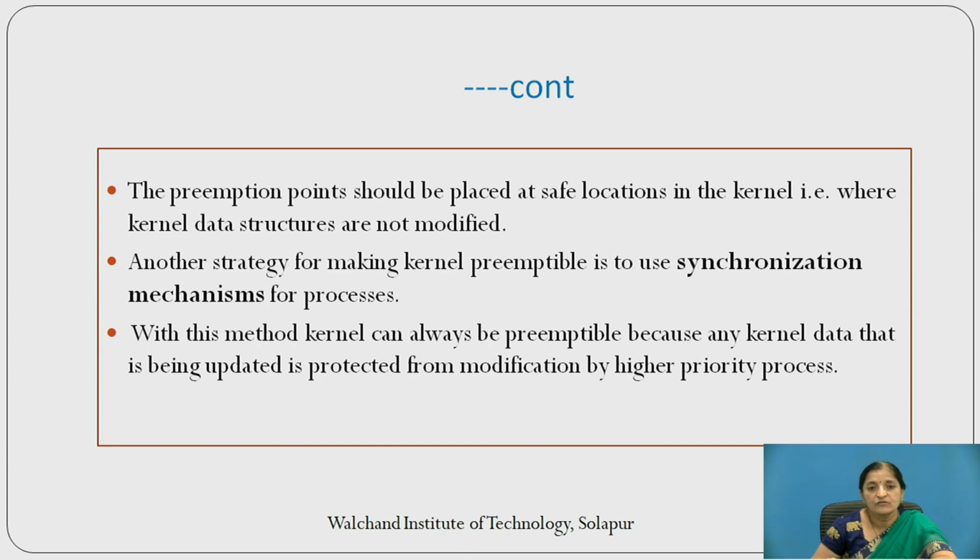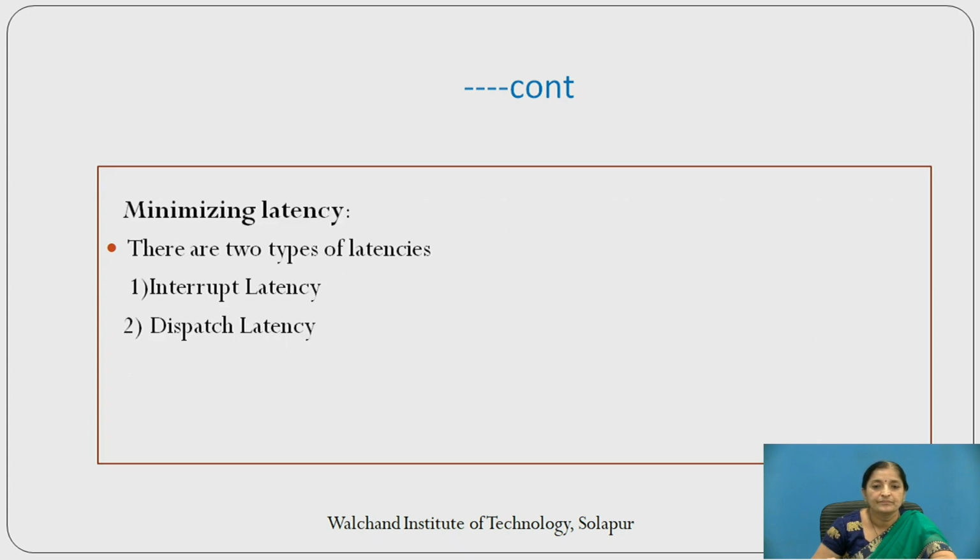Now, second strategy for making kernel preemptible is to use synchronization mechanism for processes. With this method, kernel can always be preemptible because any kernel data that is being updated is protected from modification by high priority process because we are using synchronization mechanisms. So the shared data will not be modified by two or more processes simultaneously. Access can be given to only one single process to modify the shared data. For example, here the kernel data is the shared data.